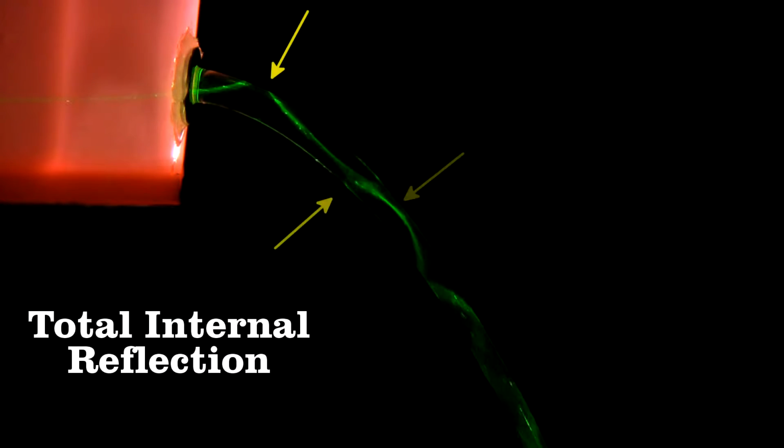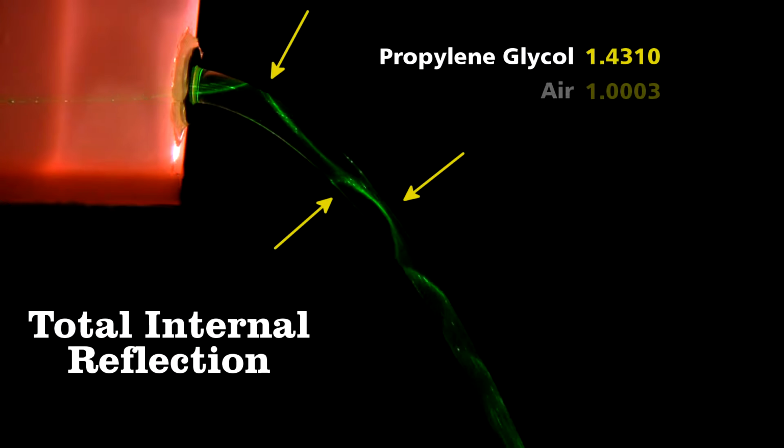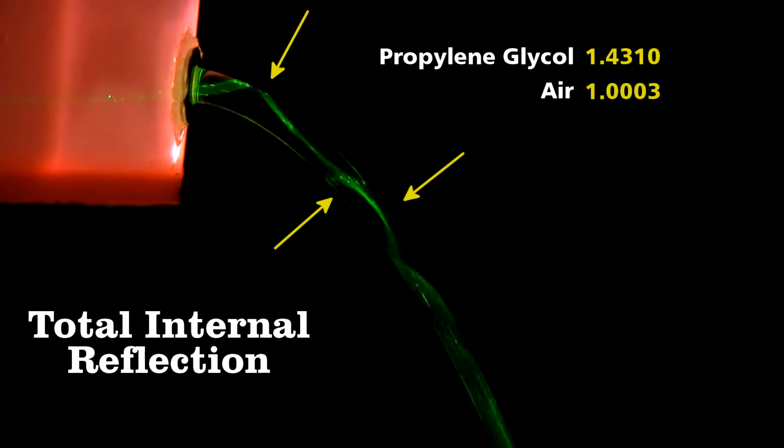As the light enters the stream, it is reflected as soon as it hits the interface between air and liquid. You can see here the first reflection, and then the second, and the third. This occurs because there's a difference between the index of refraction of the guide material, here propylene glycol, and the outside, air in this case.